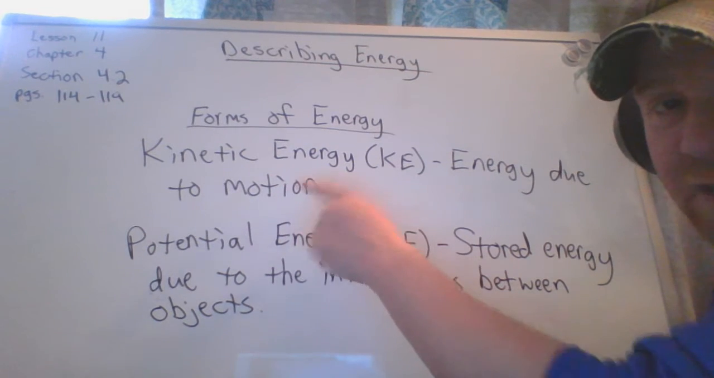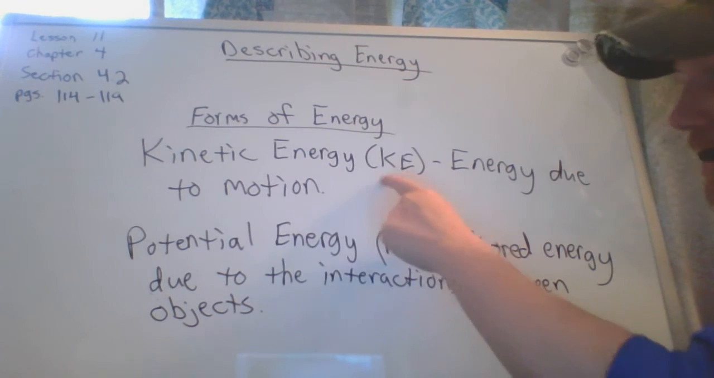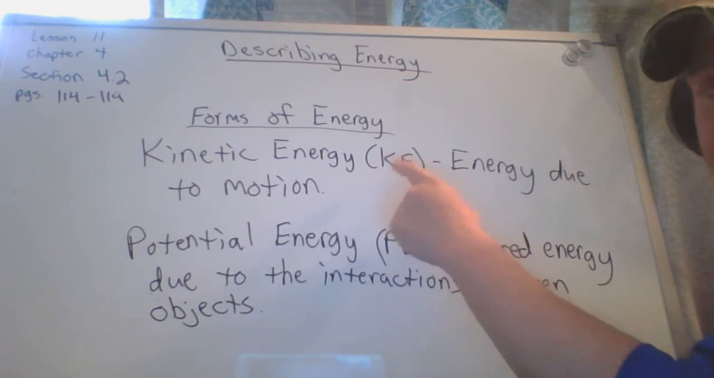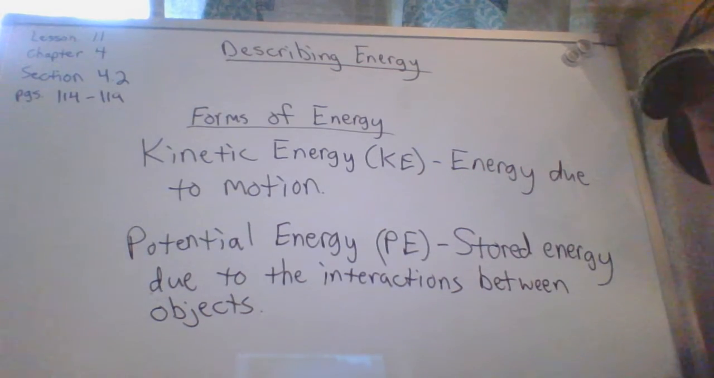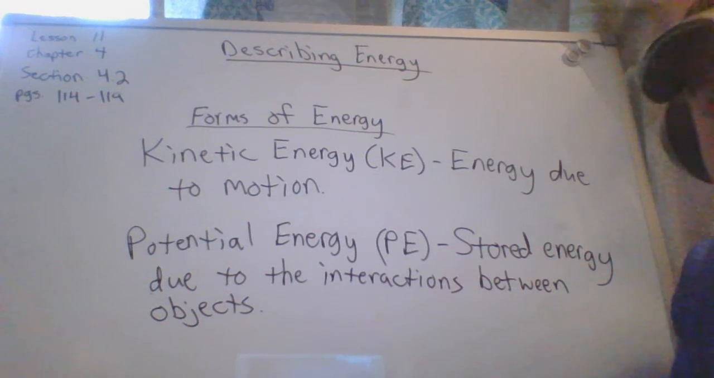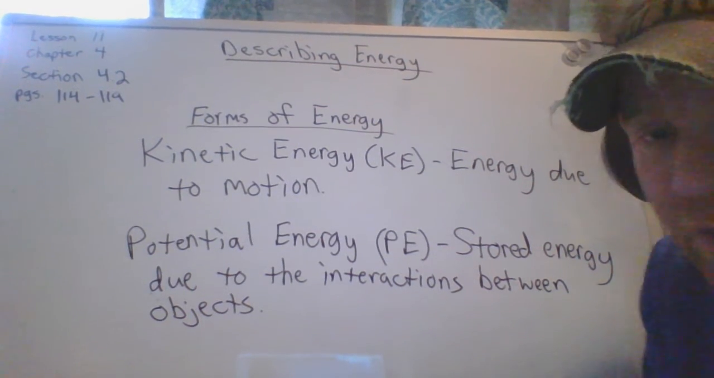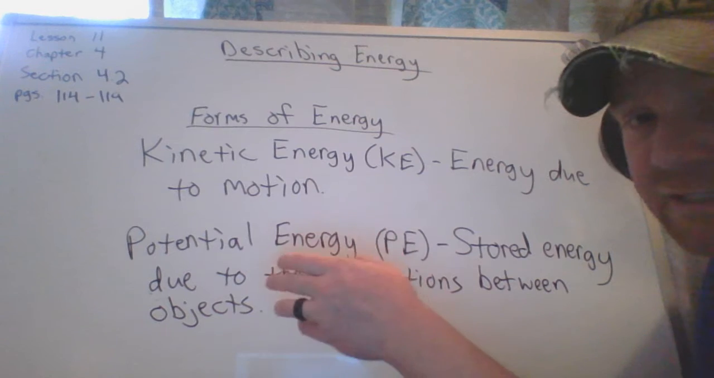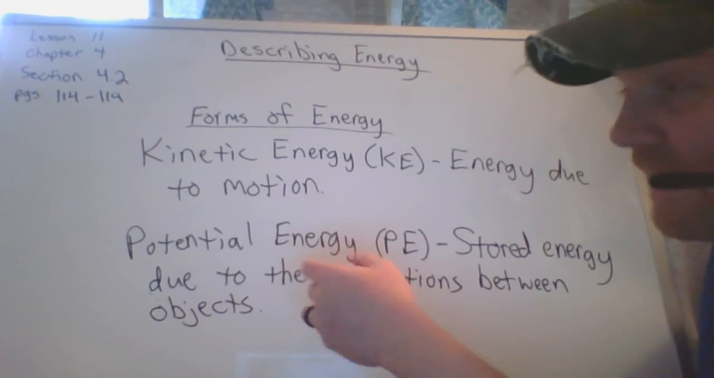The first type of energy is known as kinetic energy. We abbreviate it as KE. It's energy due to motion. Anything that is moving has kinetic energy. I'll talk about that in just a second, and we'll talk about how to calculate that. Anything that's in motion has some sort of kinetic energy.